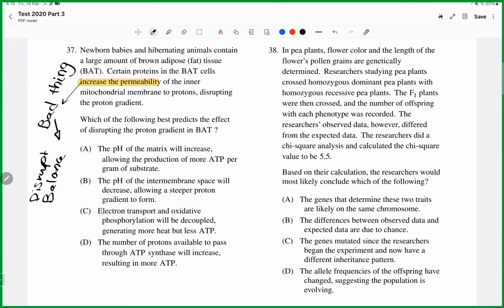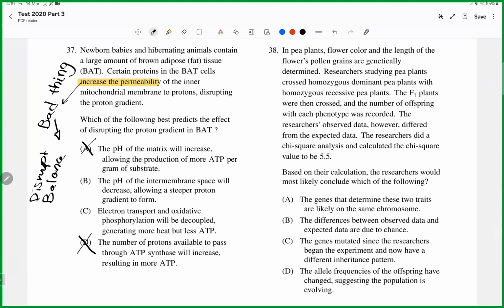Look for bad things in the answer. Will you get more ATP? That's a good thing. Pick a bad thing. B is a good thing. Don't pick it. I mean, more ATP is a good thing, so don't pick it.